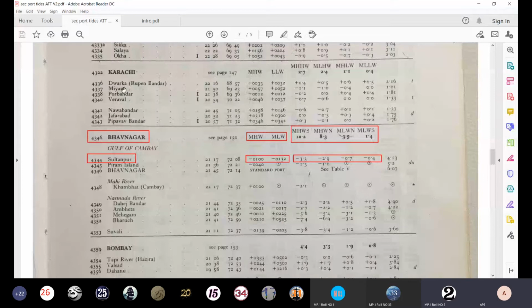Just mark with pencil, no? Just put a circle around these so that you don't take the wrong value in a hurry.